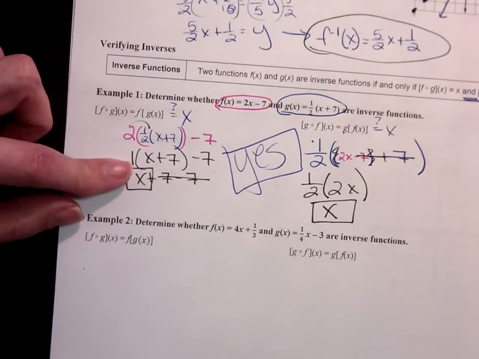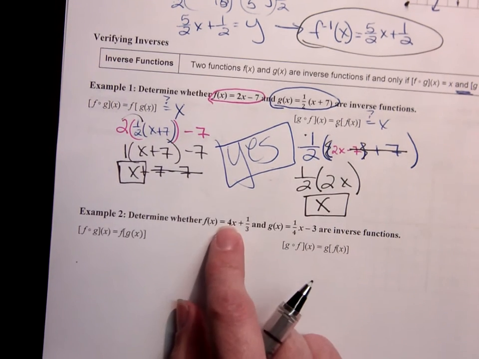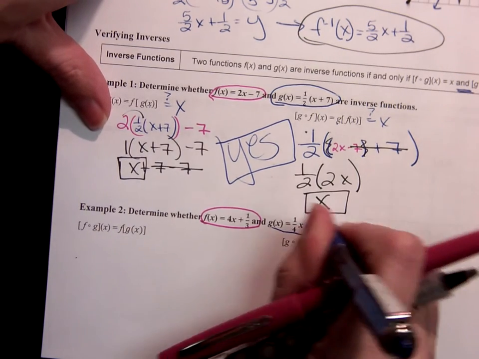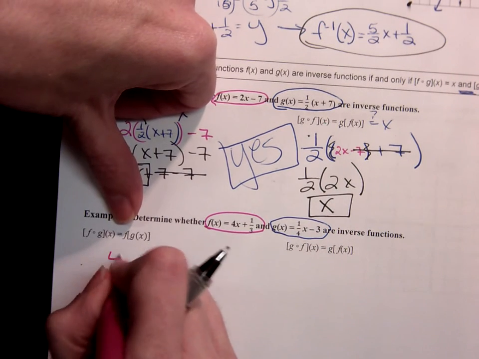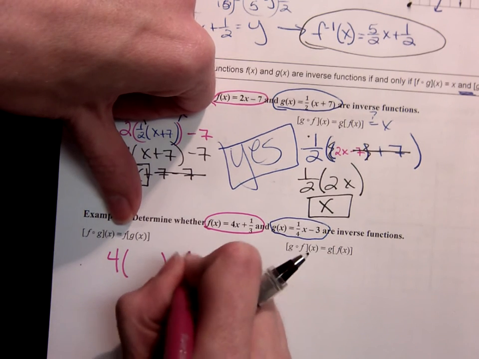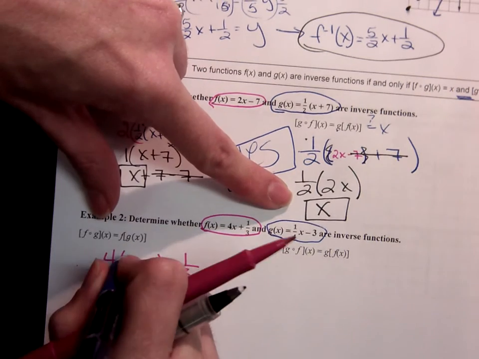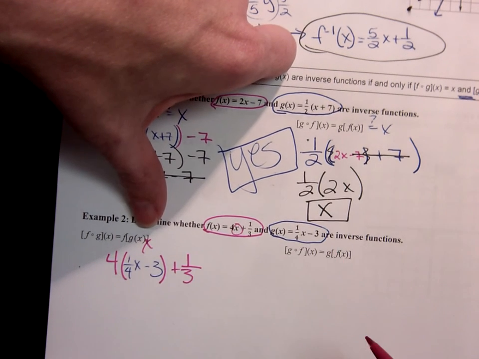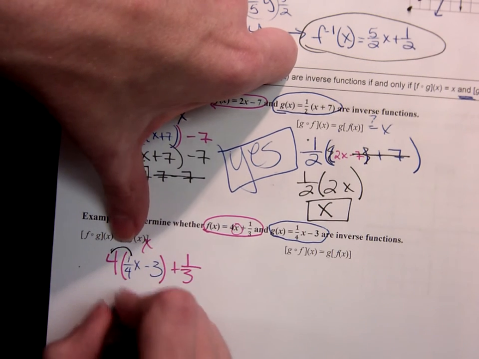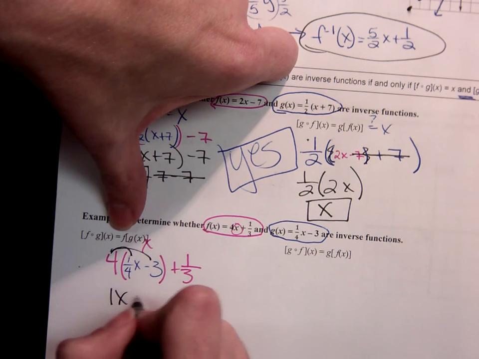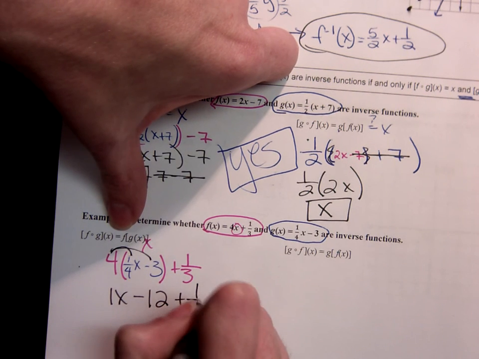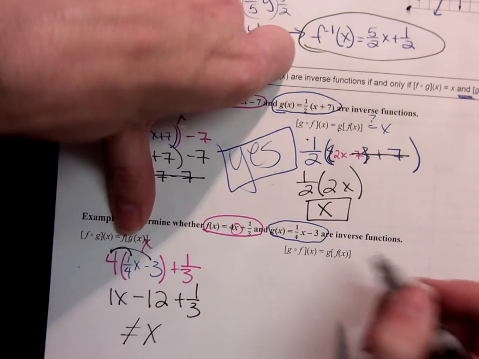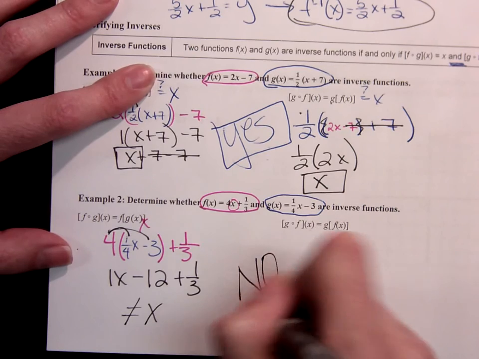Okay, so let's try the second one. 4x plus a third, 1/4 x minus 3. So again, there's my f, here's my g. So we're going to start with f on the outside, 4 times whatever x is, plus 1/3. And we're going to substitute in 1/4 x minus 3 for where the x used to be. Right? This was my x right here. And then when we work it, 4 times a fourth is 1x minus 12 plus 1/3. This is not going to cancel out, so I know this is not going to equal x. I don't even have to check this side. I have enough information to know that no, these are not inverses.